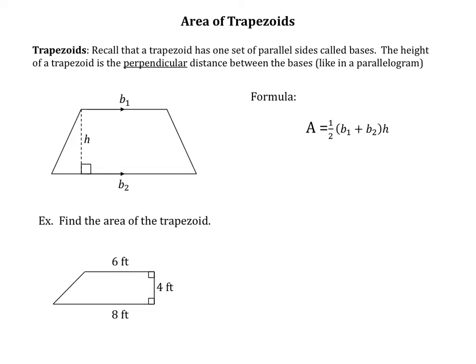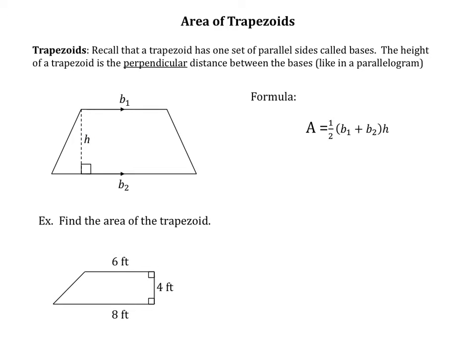So you may recall that a trapezoid has one set of parallel sides called bases, so here labeled base 1 and base 2, and then the height of a trapezoid is the perpendicular distance between the bases, like in a parallelogram. It's not necessarily going to be a side length, it could be in the middle. So then from that we have our area of a trapezoid formula, which is area equals 1/2 base 1 plus base 2 times height.